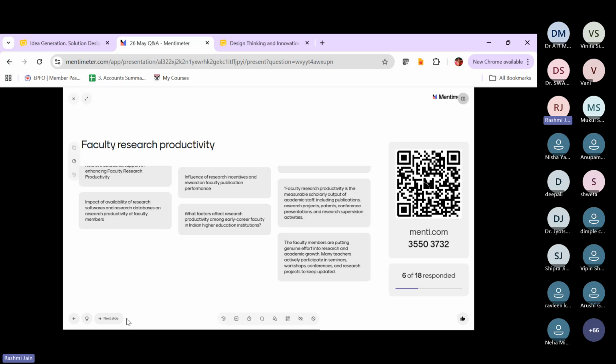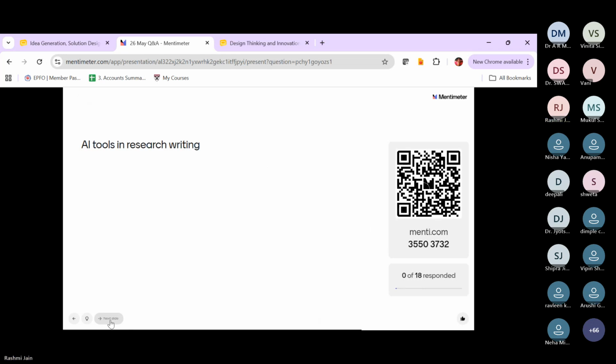Okay, let's go to the last one now. Your inspiration is AI tools in research writing. So this is the last one, and we'll study something around it. AI tools in research writing.